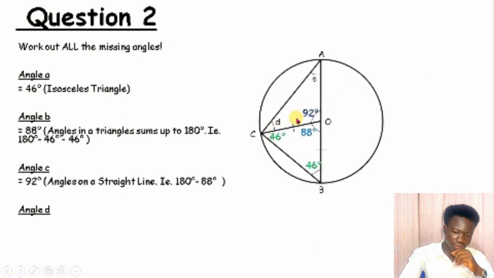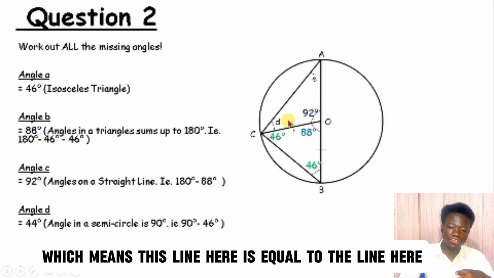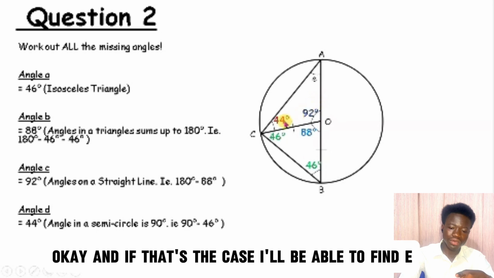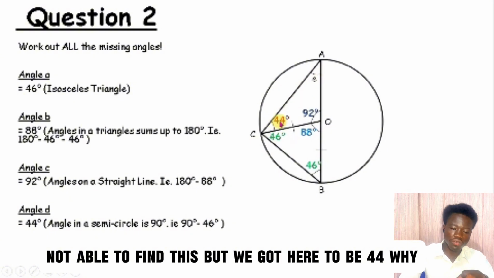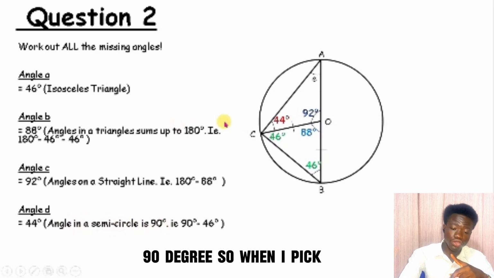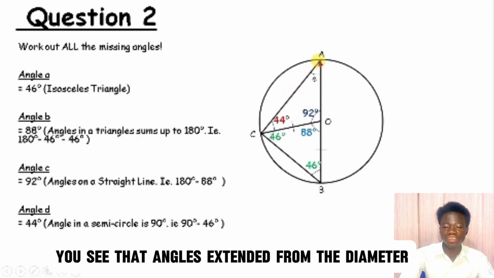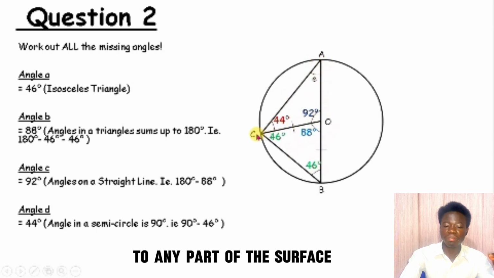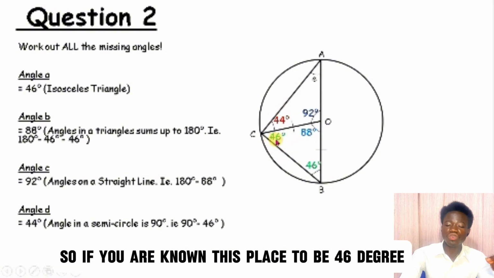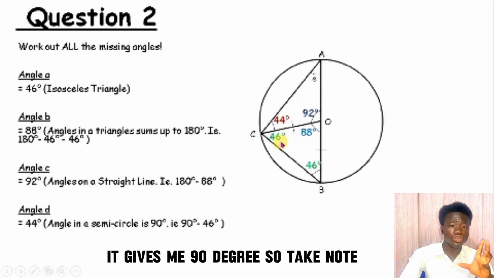So now we are looking for D. With the same property, OC is a radius, and OA is also a radius, which means this line here is equal to the line here. And if that's the case, I'll be able to find E. But we got here to be 44. Why? Because the angle in a semicircle is 90 degrees. So when I pick this plus this, I must get what? 90 degrees. And from our first example, we see that angles subtended from the diameter to any part of the circumference give 90 degrees. So if you had known this place to be 46 degrees, then here will be what? 44 degrees. So that when I sum all of them, it gives me 90 degrees.